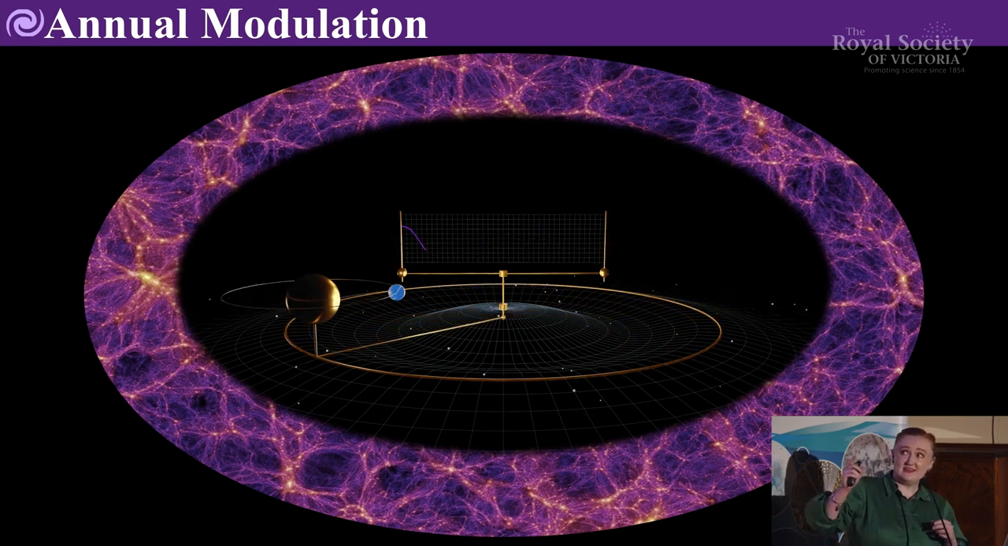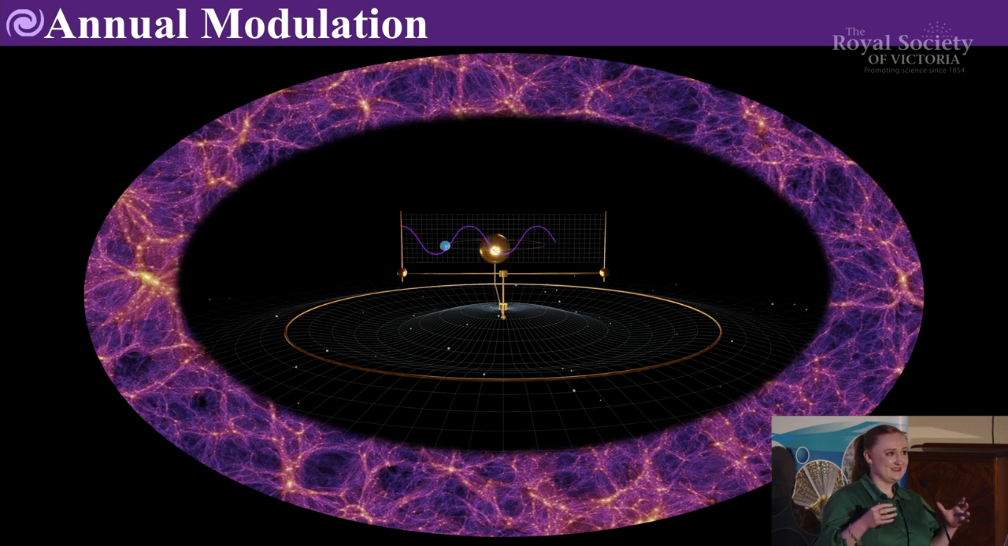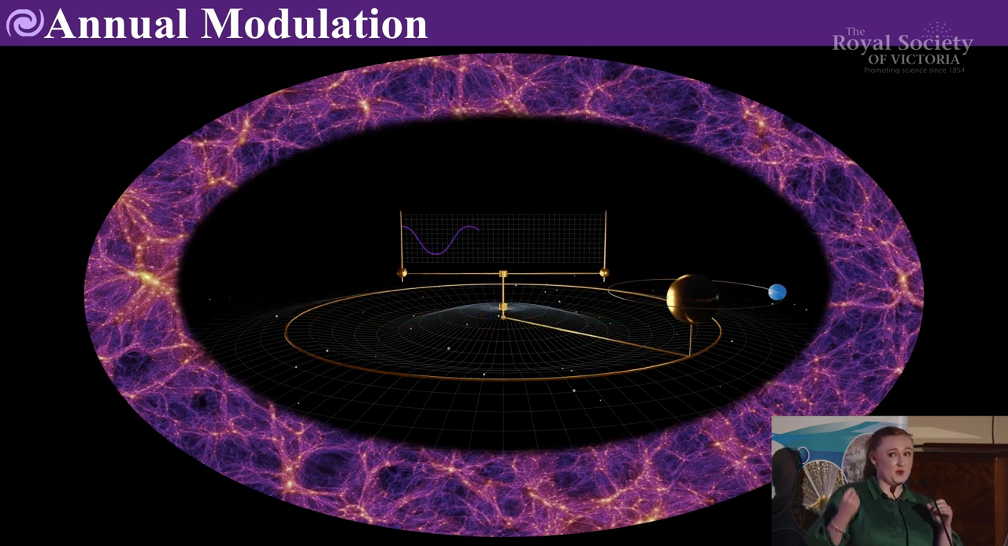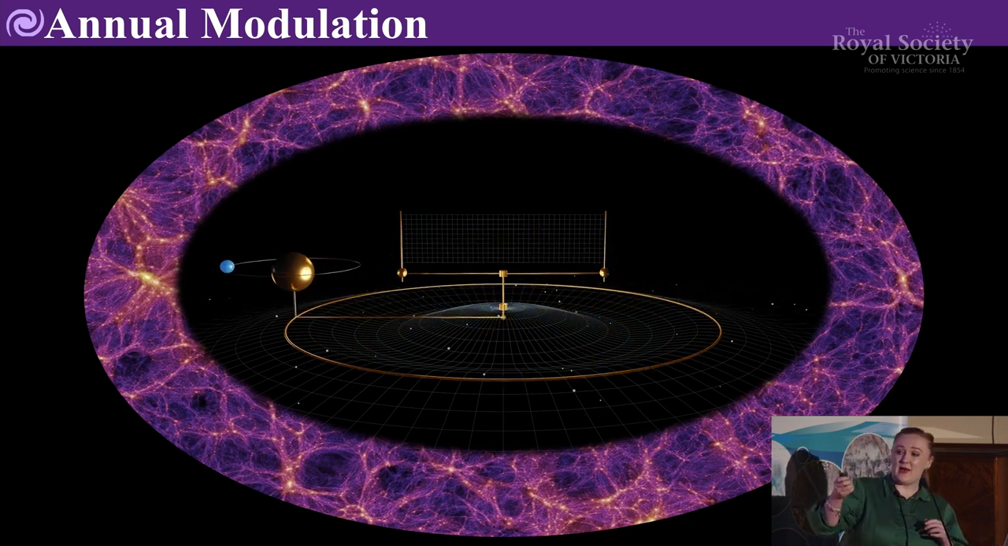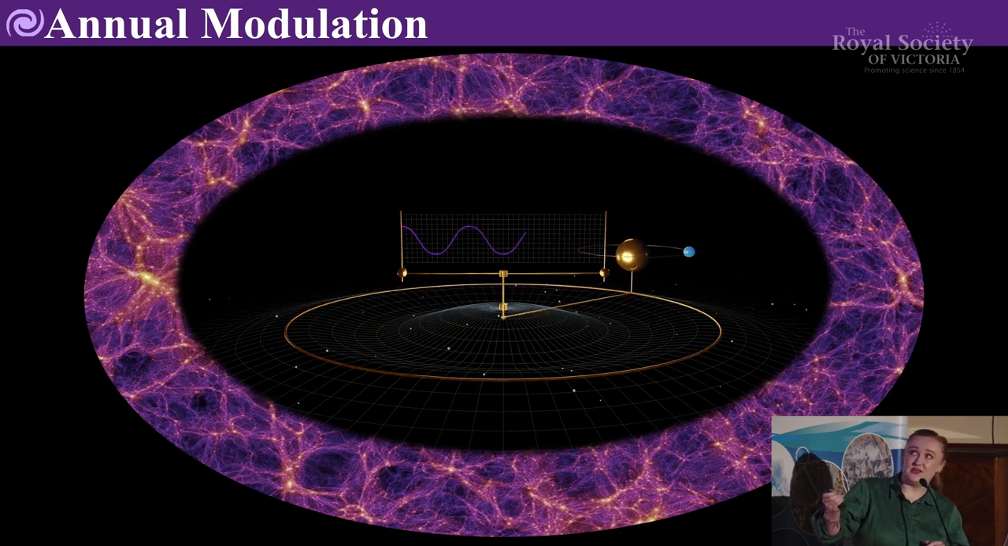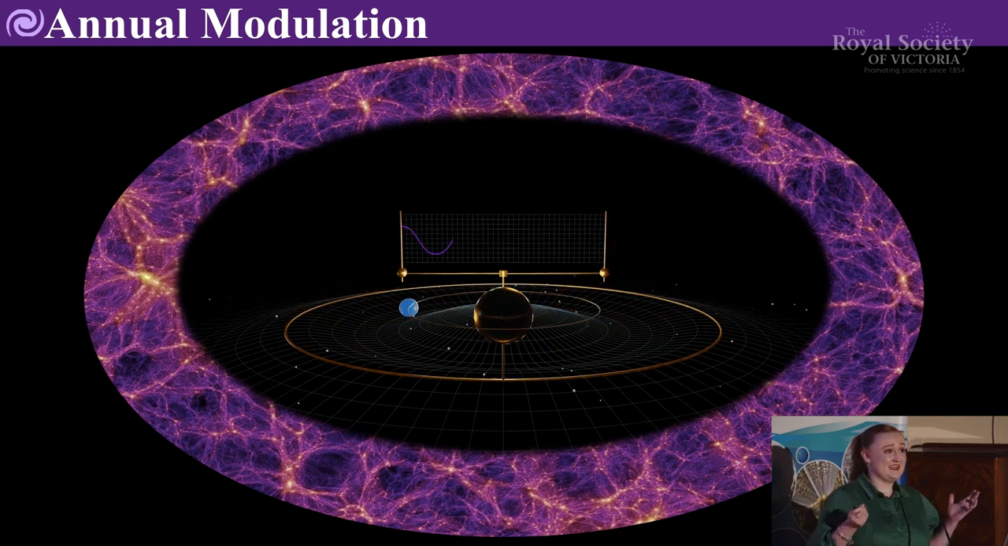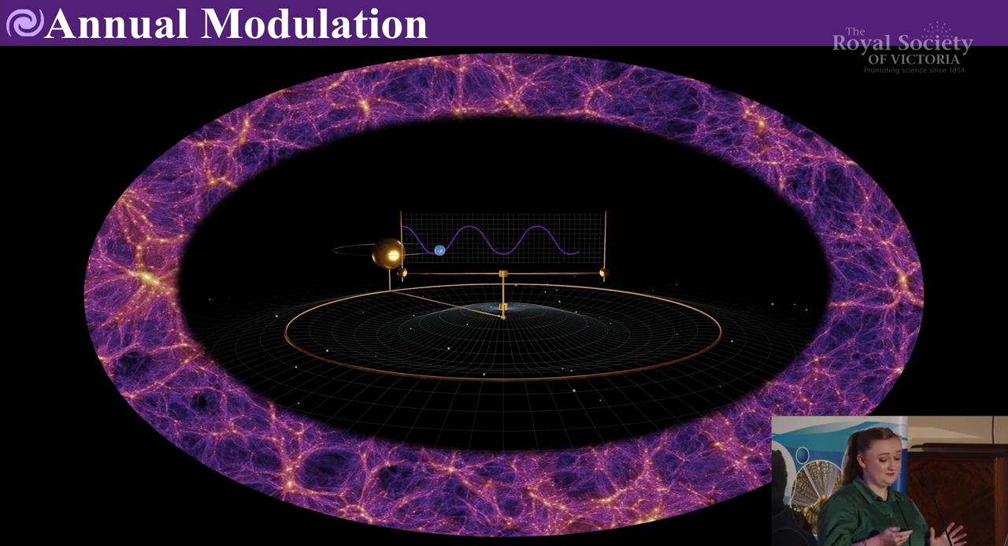Now, as the solar system moves around the galactic center and the Earth moves around the sun, we have this mapping of the flux of dark matter through the Earth, and it comes out to be, quite conveniently, a lovely sinusoidal signal.